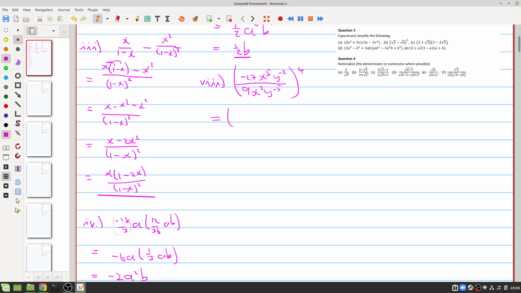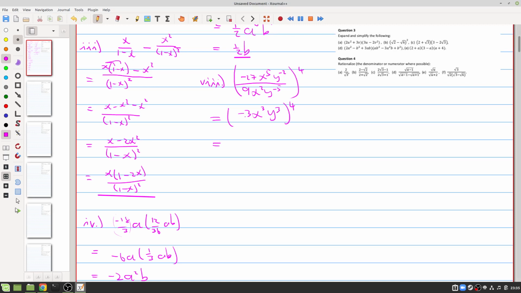So inside the bracket, we've got negative 27 over 9. So that's going to be negative 3. Then we've got x to the power 5 minus 2. If we divide, then we subtract the exponent. So 5 minus 2 is 3. And then we've also got y to the power negative 2 minus negative 5. So negative 2 minus negative 5 becomes negative 2 plus 5. And negative 2 plus 5 is 3. So all of that raised to the power 4.